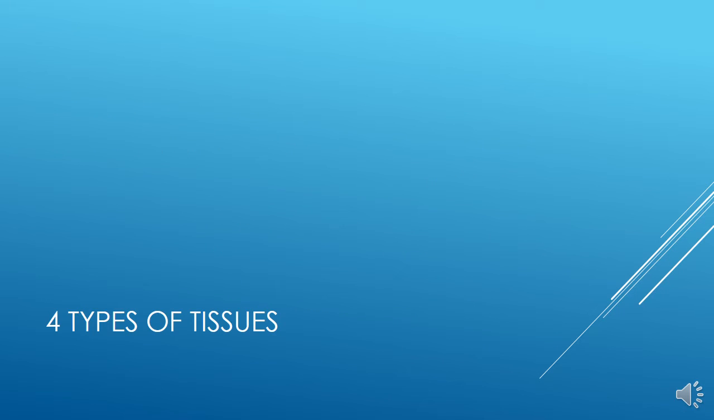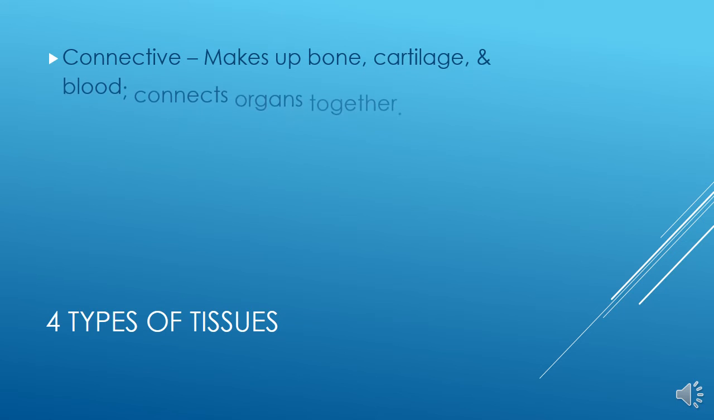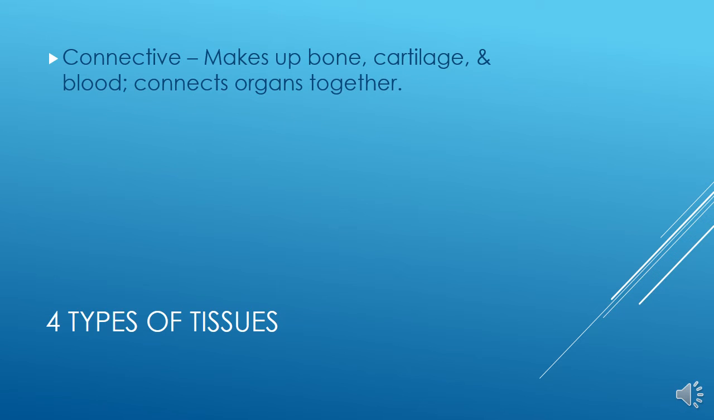And then we have our four types of tissues. So we're going to start with our connective tissue. This would be our very top one. It's got some skeletal or bone tissue, osteocytes shown. They're little circles with lots and lots of rings in them. So it makes up bone, cartilage, and blood, and it will connect organs together. That's the whole point of connective tissue, is it connects.